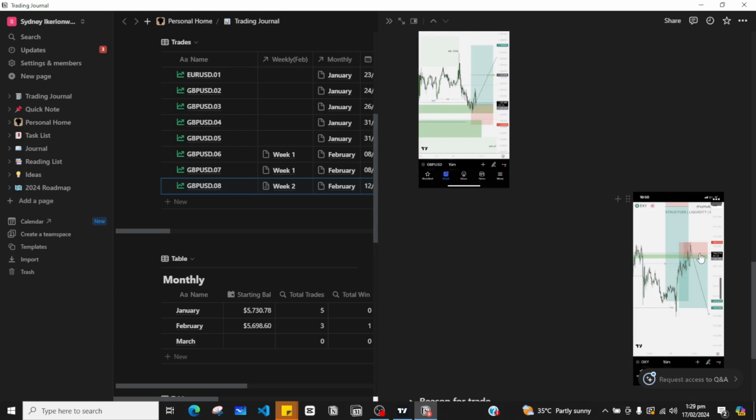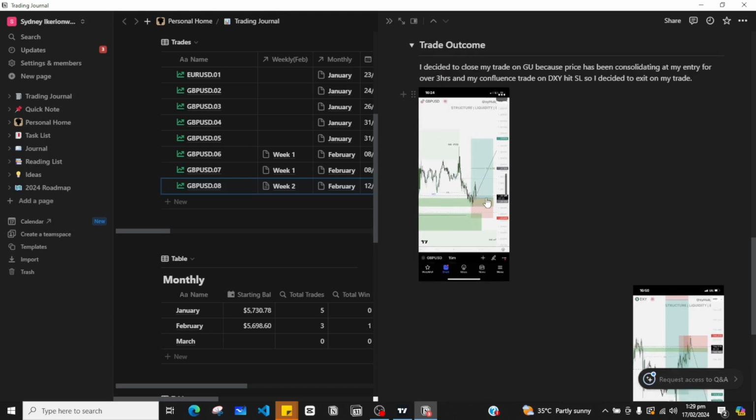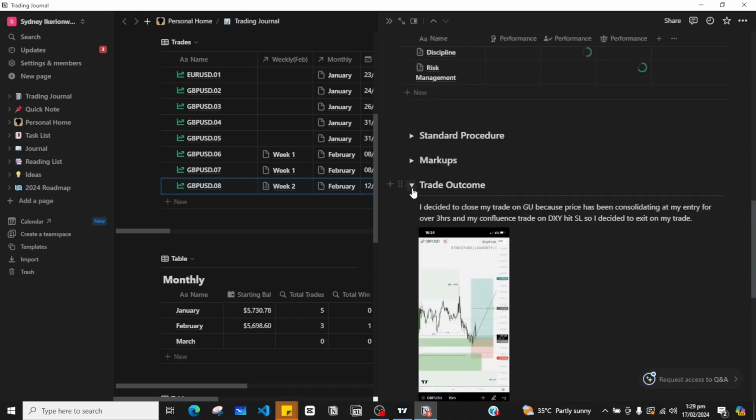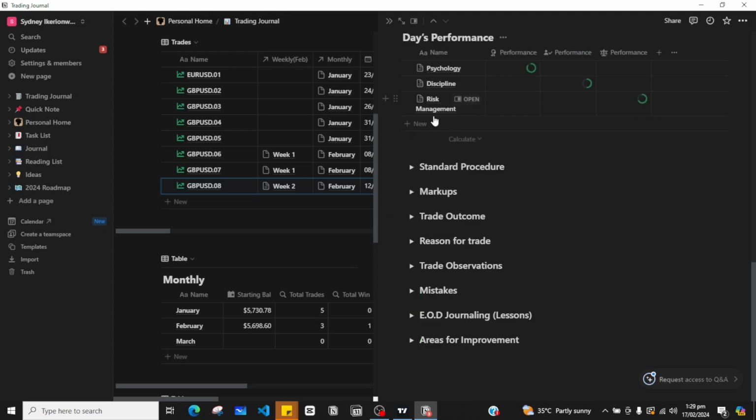invalidating this trade idea. So now I was very unsure about either letting my GBP trade continue or closing it at break even. So I just decided to close my trade due to this reason. Price got stopped out on my DXY confluence trade and price was way out of my Q zone. That was my trading hours.